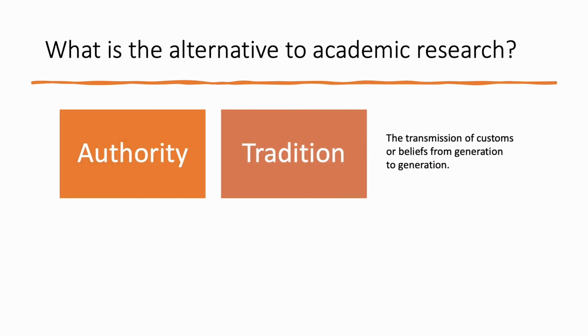The next alternative to academic research is tradition. And this is typically the transmission of customs or beliefs from one generation to another. So again, there's no questioning, like in authority. Our elders or our parents say one thing and we believe what they say. We then tell that to our children, they tell it to their children, and that tradition goes from one family member to the next, or one generation rather to the next.